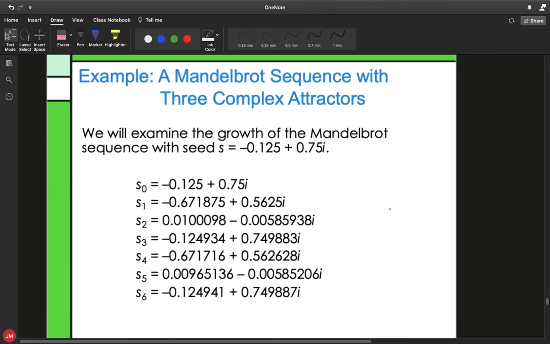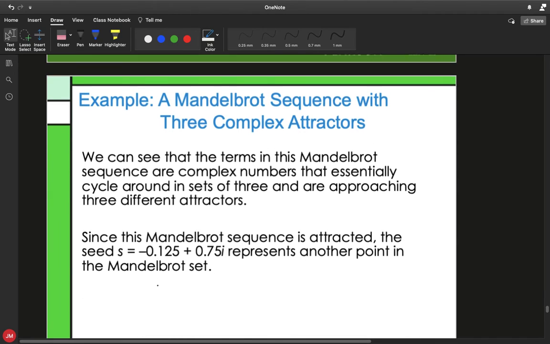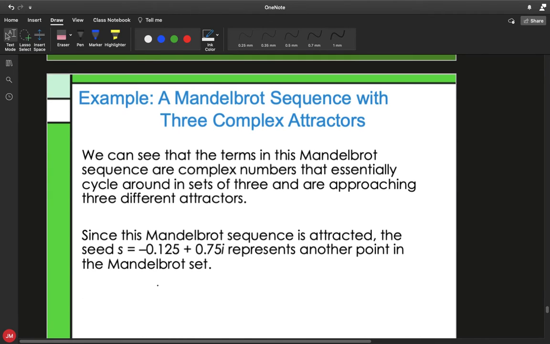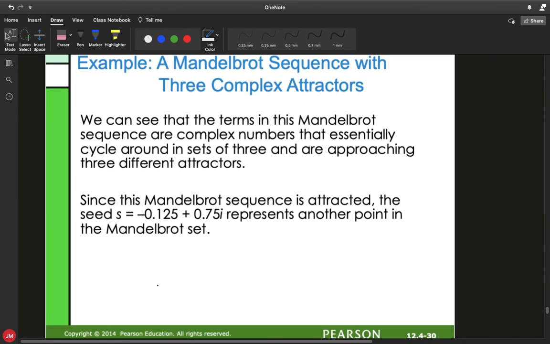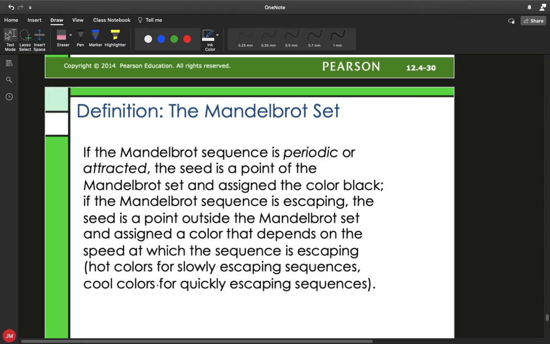Now, it's also possible to have multiple attractors. In fact, if you were to look at this sequence, which again, we did not get a chance to look at in the activity, but is interesting nonetheless, you can see that at certain points, you're getting closer to values. For example, S0, S3, and S6 are all very close to each other. S1 and S4 are very close to each other. And S2 and S5 are very close to each other. So you actually have 3 different numbers that are being cycled around in here. And so this would also be an attracted Mandelbrot sequence. Again, because it's attracted, we would go ahead and label that point as black.